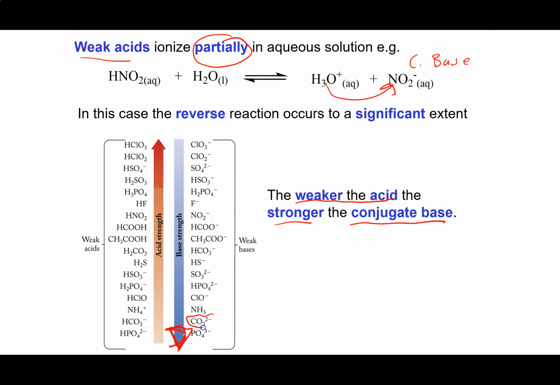So things like carbonate anion are actually fairly basic. So that's kind of interesting. You see ammonia in here. Ammonia is a full-blown weak base. So that's interesting. As the acid strength goes up, the conjugate base strength goes down.